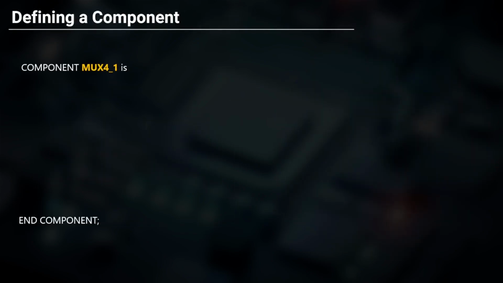Now let's see how we can define a component. First, we need to write the word component, and then we need to write our module's name, which in this example is mux4_1. And then we need to write the word is, and at the end we need to write end component.